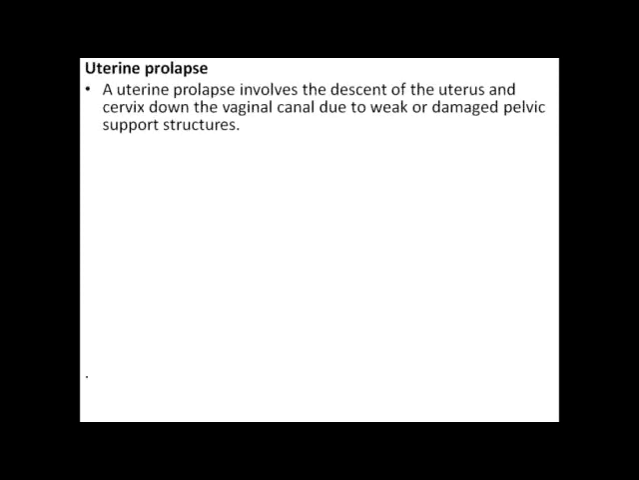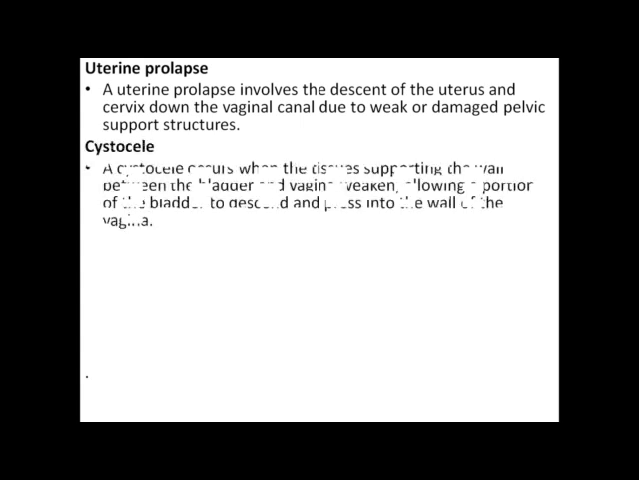Uterine prolapse. A uterine prolapse involves the descent of the uterus and cervix down the vaginal canal due to weak or damaged pelvic support structures. Cystocele. A cystocele occurs when the tissue supporting the wall between the bladder and vagina weakens, allowing a portion of the bladder to descend and press into the wall of the vagina.